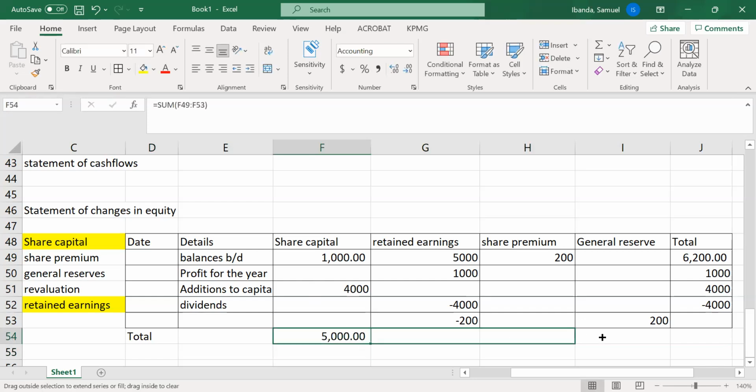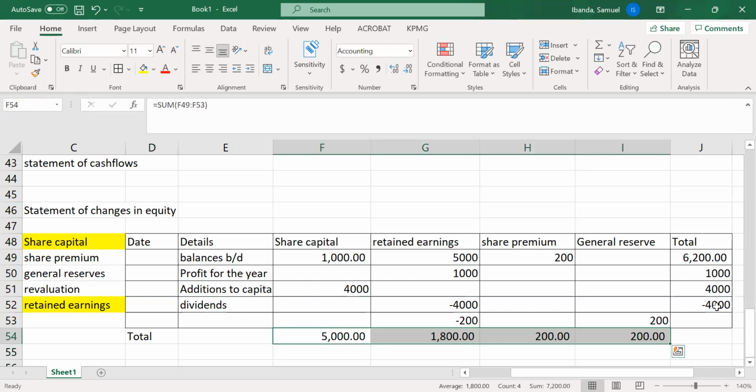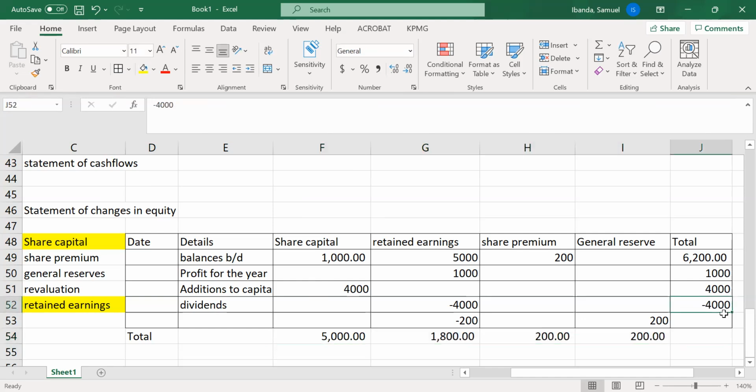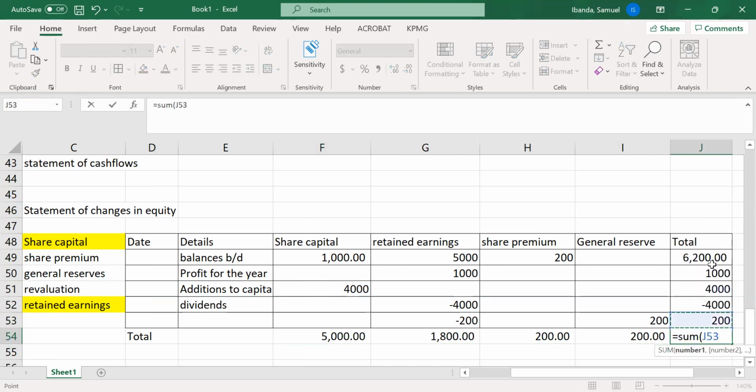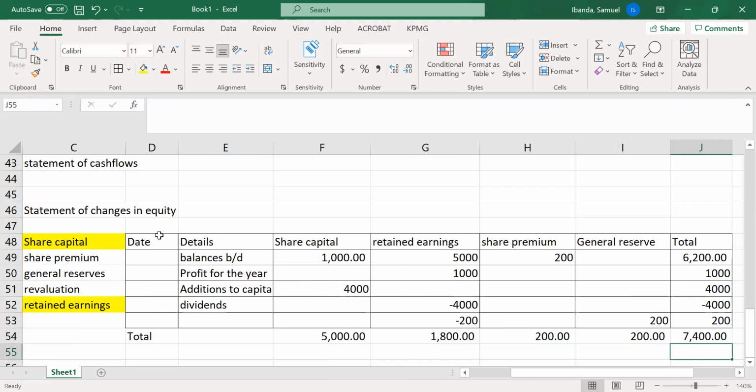So you just have your total there. Here you get your total. Most likely, this will also give you a very similar total. Okay. So you just add this, and then you have your statement of changes in equity. So it has looked at all this.